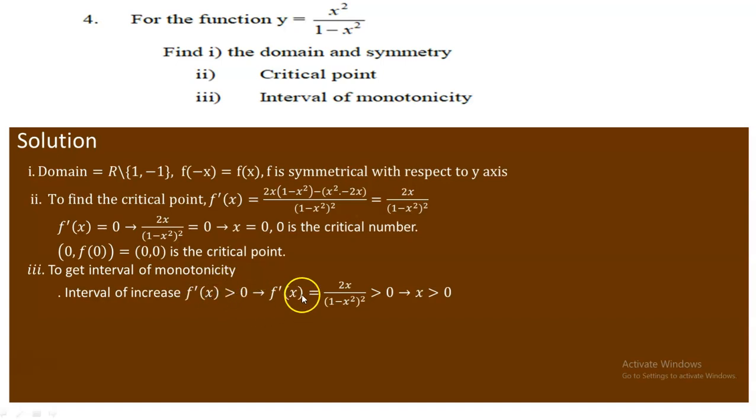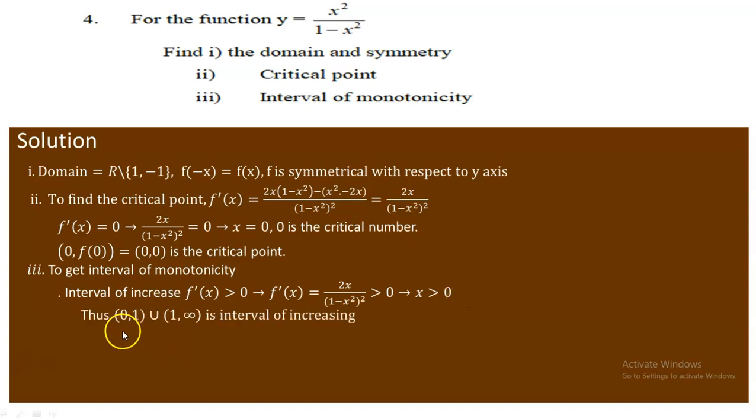So the first derivative here is 2x over 1 minus x squared, the whole squared. This is always positive, students, in its domain, because we are having a square here. So though we are unable to use 1 and minus 1, the denominator is always positive. So for the ratio to be positive, necessarily x must be positive. That's why I'm having here x greater than 0.